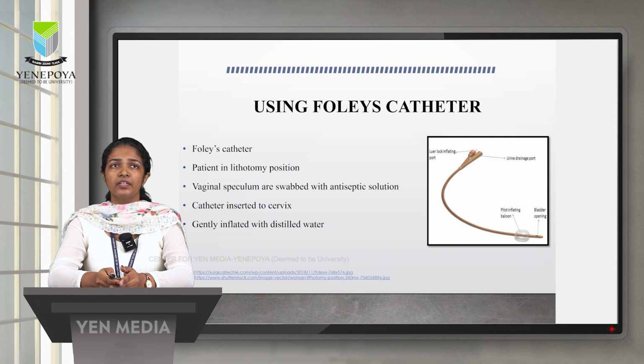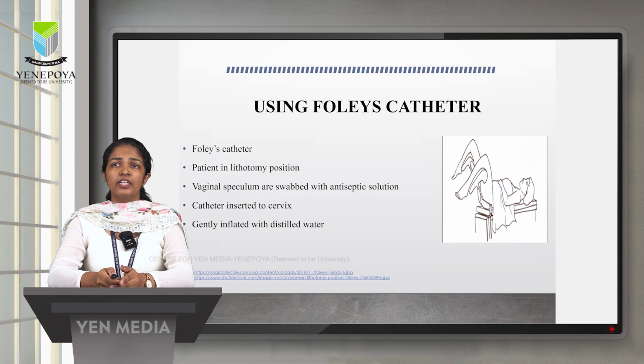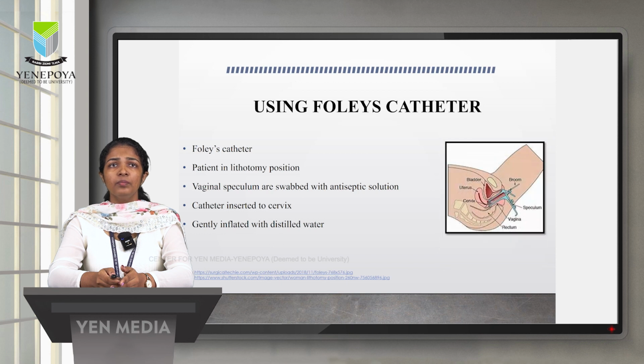So coming to the procedure, here the patient will be in the lithotomy position at the edge of the X-ray table. Then the radiologist will clean the vagina with antiseptic solution, and this procedure is done under sterile condition. Then the vaginal speculum is swabbed with antiseptic solution and introduced into the vagina. Then the Foley's catheter is inserted through the cervix into the uterus.